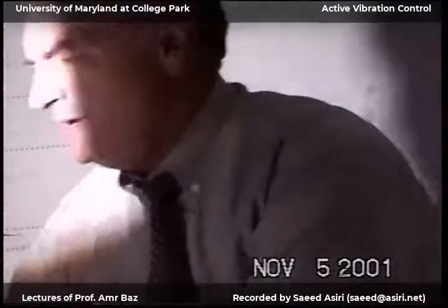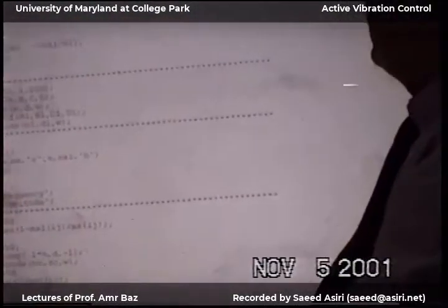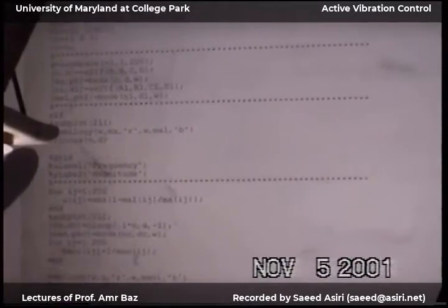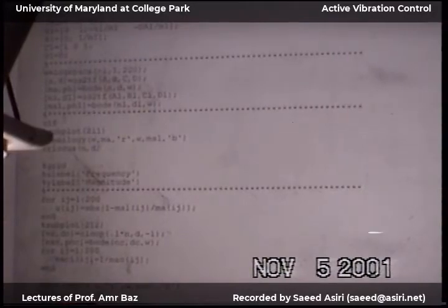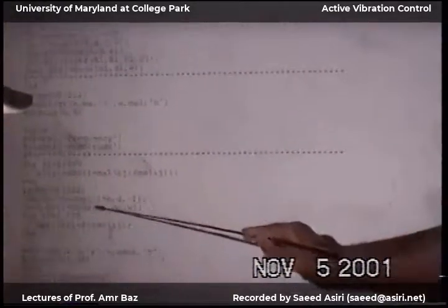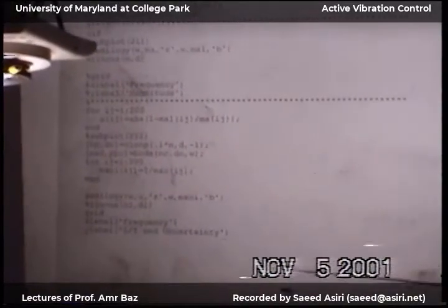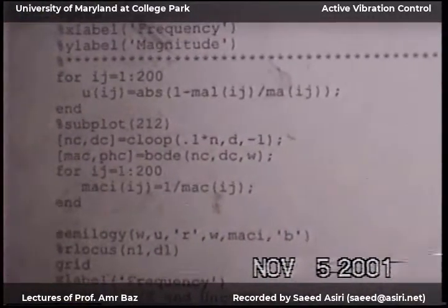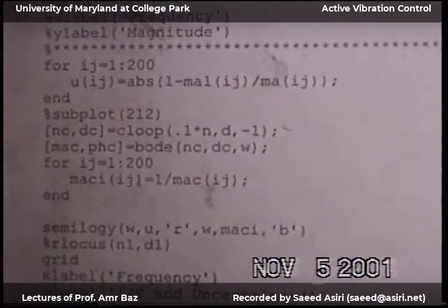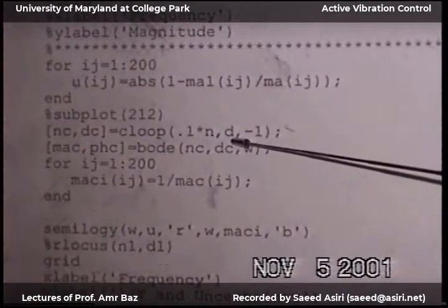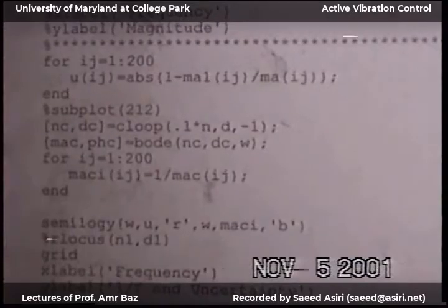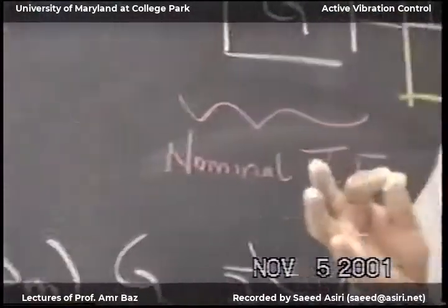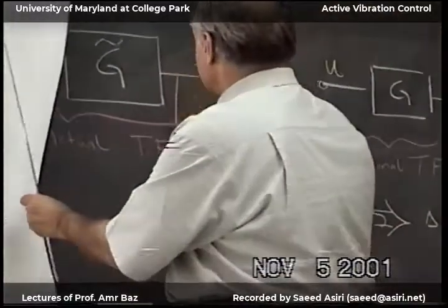Now I'm going to put here the effect of the controller. The effect of the controller is right here. This command is a new command that we did not do before. I have the open loop system. I have the G of the system. I have N and D. Now, for this system, I want to close the loop. So now I have something like this.